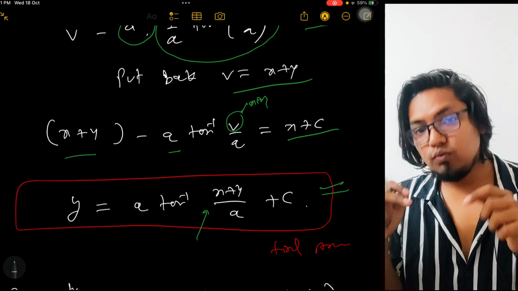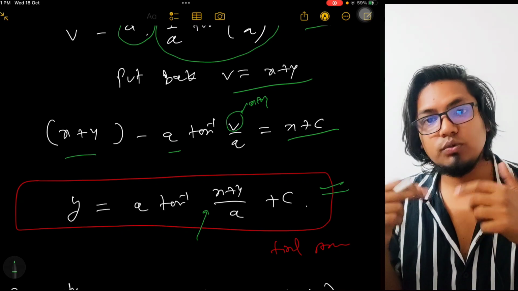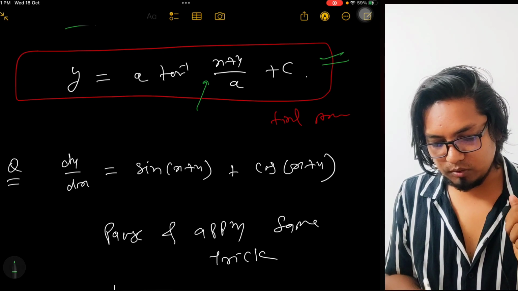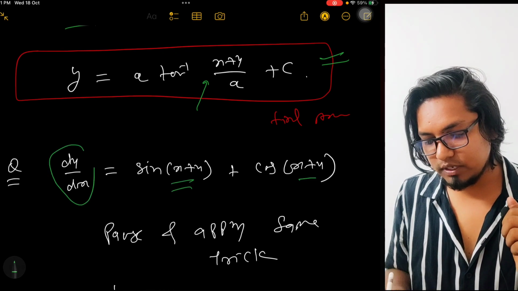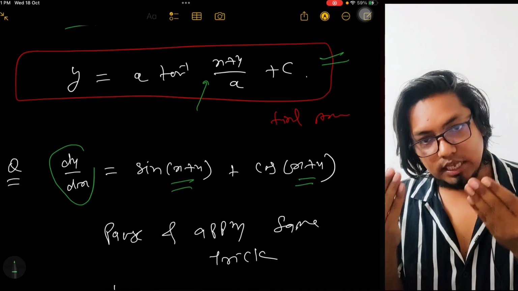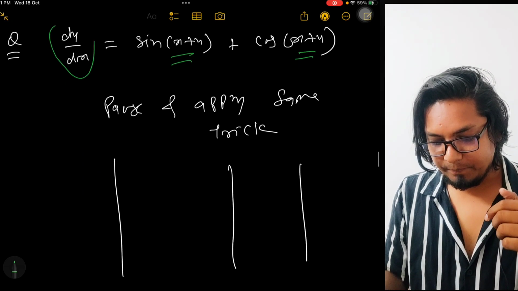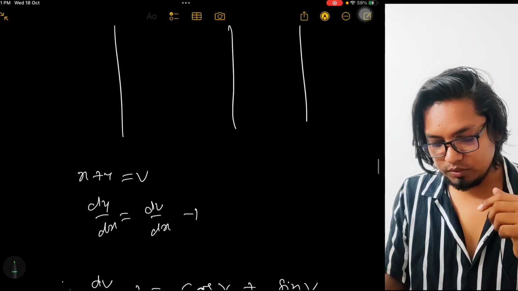Now I am showing you one more problem. That problem you try to solve by yourself. See here, pause the video and solve the problem. dy by dx equals sine of (x plus y) plus cos of (x plus y). This problem is again the same, x plus y, so that you replace with v. So pause and solve. Try to solve by yourself.